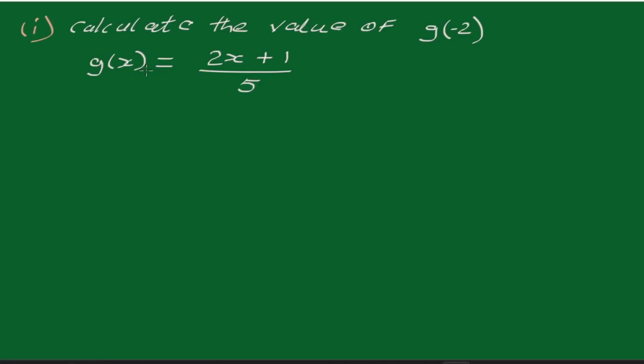Right, so the first question. The first question asks us to calculate the value of g of negative 2. So this is our function g, and you want to know the value of this function when the input to the function is negative 2. So again, anywhere we see x in the function, we're going to replace it with negative 2.